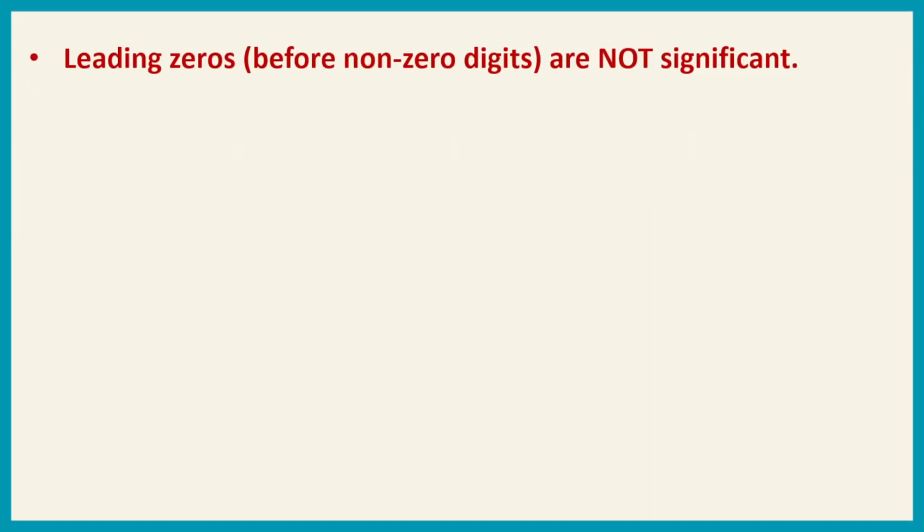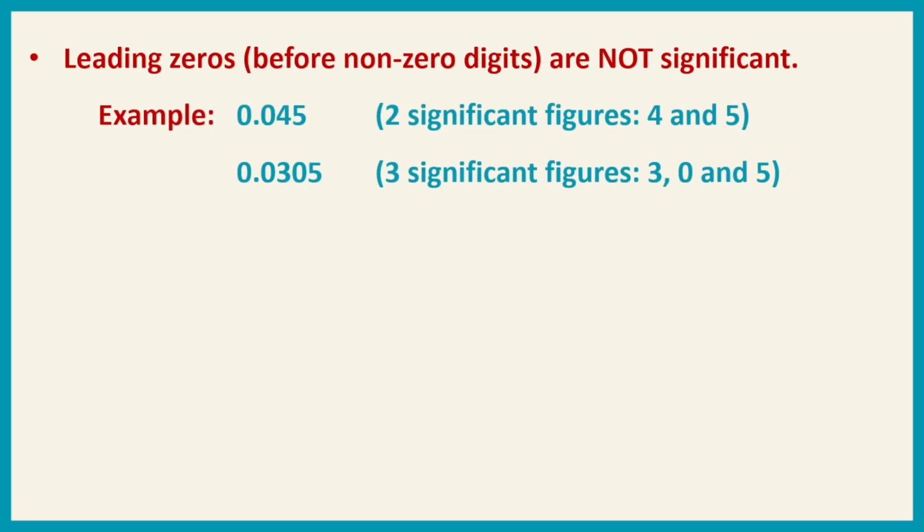Rule number 3: leading zeros, I mean zeros before non-zero digits, are not significant. For example, in the case of 0.045, there are 2 zeros just before the non-zero digits 4 and 5, but they are not significant, so we won't count them. So in the case of 0.045, there are 2 significant figures and the significant digits are 4 and 5. Similarly, in the case of 0.0305, although there are 5 digits, the number of significant figures is only 3 and the significant digits are 3, 0 and 5.